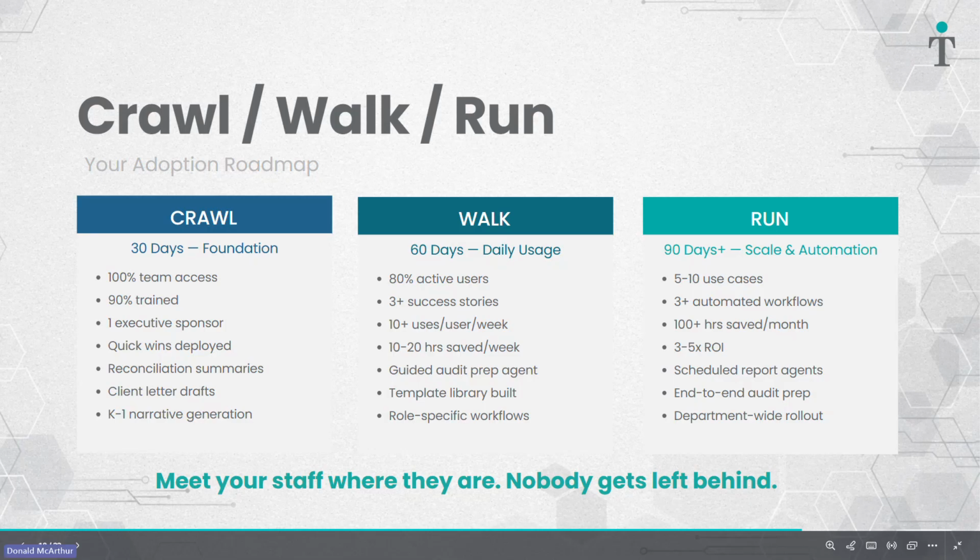On the run phase, it's 90 days and beyond. We want to make sure that we have 5 to 10 use cases locked in. We want to create workflows that are automated, and you're saving 50 to 100 hours each month, and you're getting 3 to 5 times ROI on your AI adoption. This is our roadmap. It's not some sort of wishful thinking. We can hit these marks because we're not handing you just some tool and forgetting about it. We're rolling it out with you.